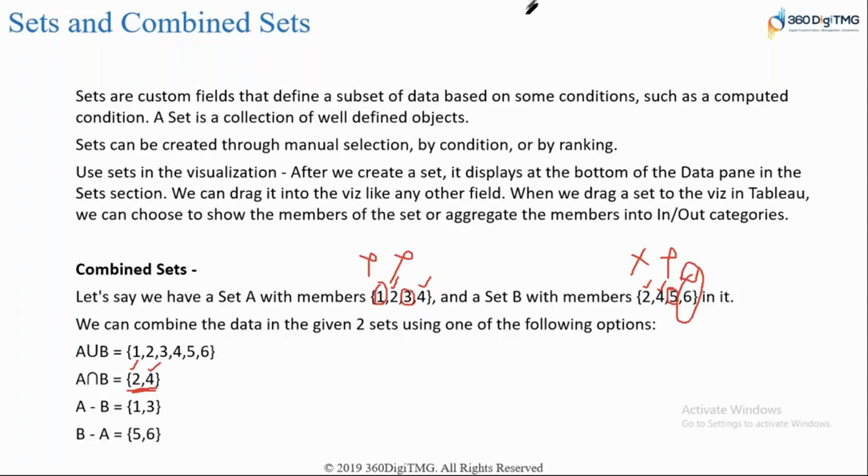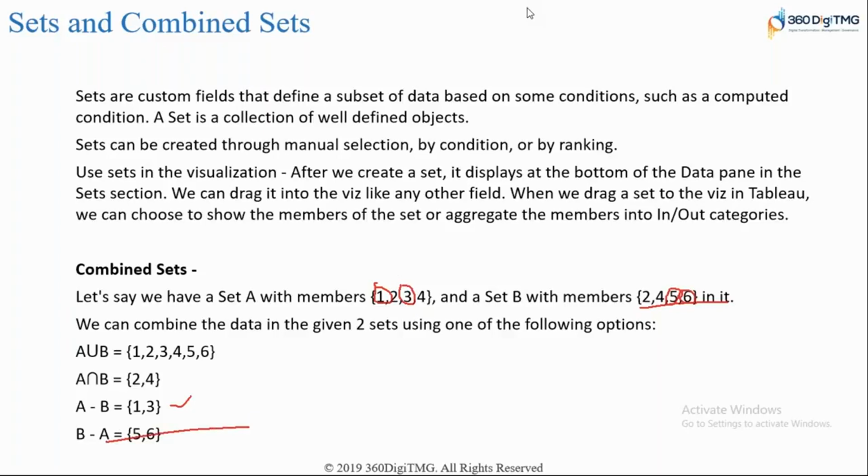Okay, so for a combined set, when you want to combine the members in two different sets, you can choose one of the 4 options. A union B is all the members in both the sets. A intersection B is only the common members from both the sets. A minus B is data in A but not in B. Only the members that are present in A, 1 and 3, are present in A. They are not present in B. So that is the result. B minus A is the other way around. Data that is present only in B but not in A. That is 5 and 6.